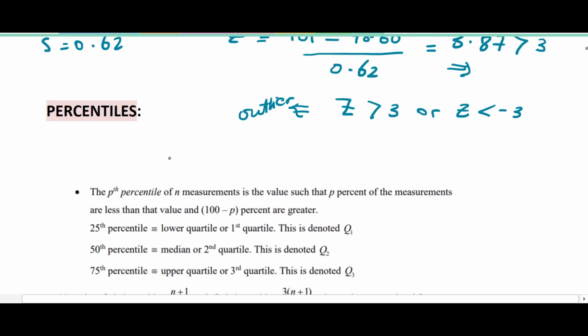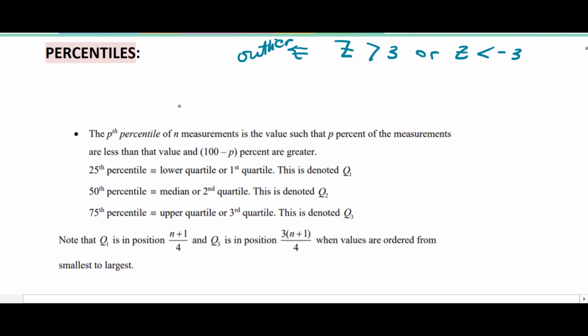Another important measure for relative standing is percentiles, and maybe you've heard of the word before but you don't really know what it means or its interpretation. If you've taken the SAT before, they would tell you in your score report that you're at the 80th percentile or the 95th percentile, meaning that you scored higher than or equal to 95% of the test takers within the same year, basically. So the pth percentile of n measurements is the value such that p% of the measurements are less than that value, and the rest are greater than it.